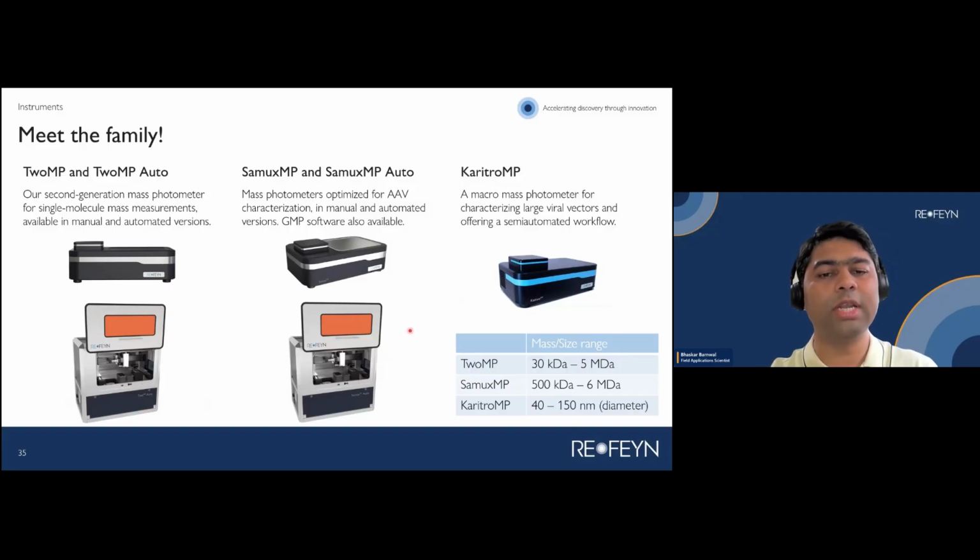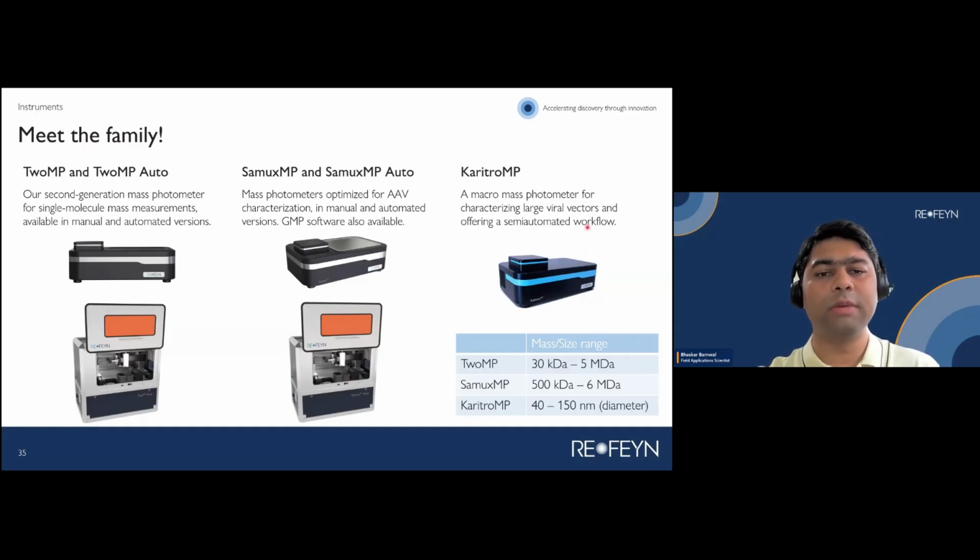SAMXMP has been specifically designed for AAVs, which has a GMP compliant software as well, and it ranges from 500 kilodalton to 6 megadaltons. The resolution in the range of 3 megadalton to 6 megadalton has been optimized so that we can study AAVs here. And we also have the auto system, which can do 24 samples in 90 minutes.